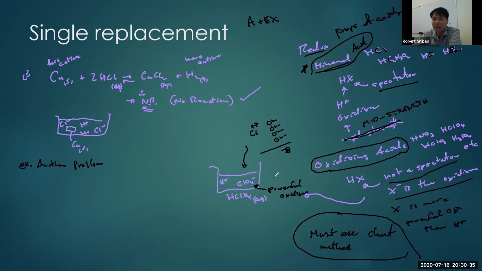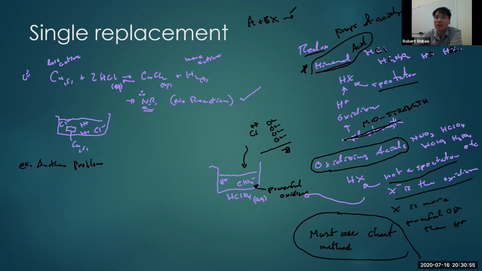Perchlorate is a top-strength oxidizer. It's a powerful, powerful oxidizer. And so if there's a competition between H plus and perchlorate, perchlorate is going to win. But that's not what we have in our pattern. In our pattern, X is supposed to be a spectator.